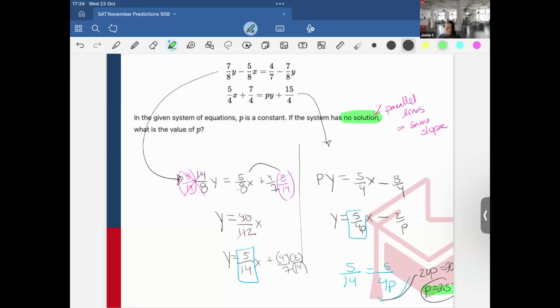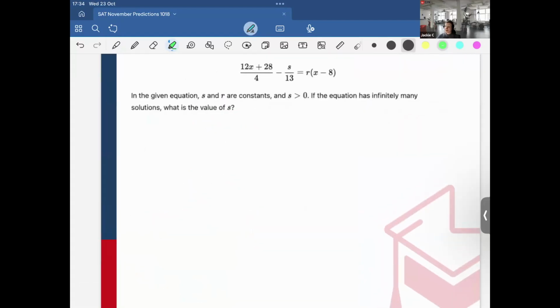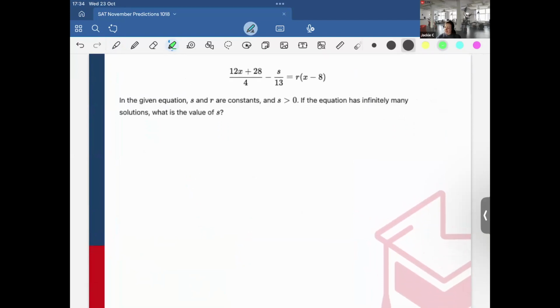Okay, and then on the other end of the spectrum, we could have a question like this. So in the given equation, s and r are constant and s is greater than 0. If the equation has infinitely many solutions, what is the value of s? So remember, I already established infinite solutions. If they're linear, that means they have the same slope, same y-intercept, aka they're the same equation.